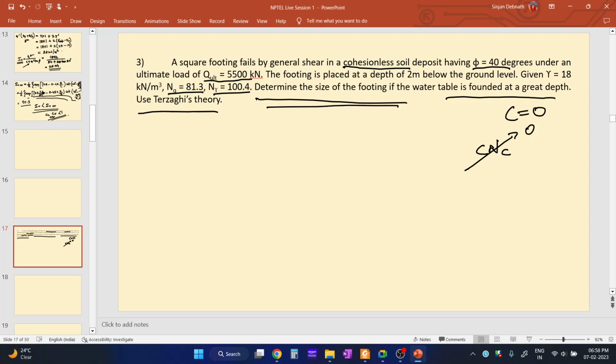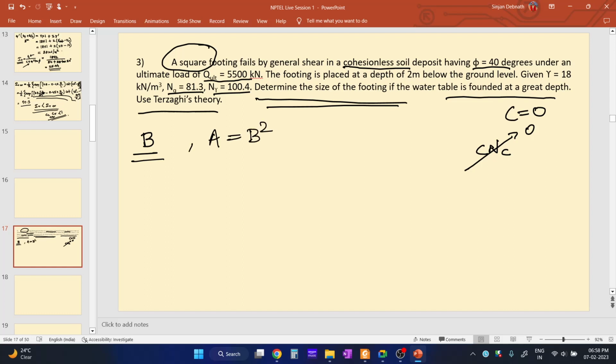Determine the size of the footing. We don't know its size. We only know that it is a square footing. Suppose the width of the square footing is B. So what will be the area of the square footing?